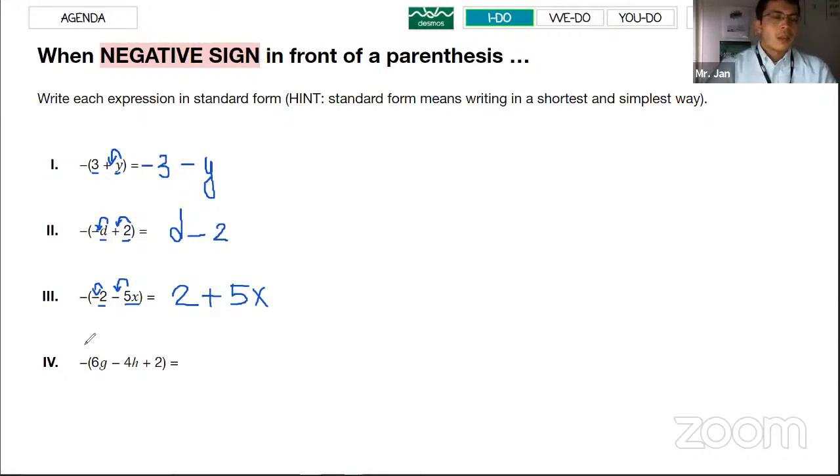Okay. So the last one, and this time you have 3 terms. So the first term is 6g, the second term is 4h, the third term is 2. So you need to write all of them separately because those are separate terms: 6g, 4h, and the last one is 2 itself. And because there is a negative sign in front of parentheses, you need to make all the signs inside opposite. So this minus sign and this plus sign will reverse. So the first minus will become positive. The second plus sign, the sign in front of 2, becomes the opposite, which is negative.